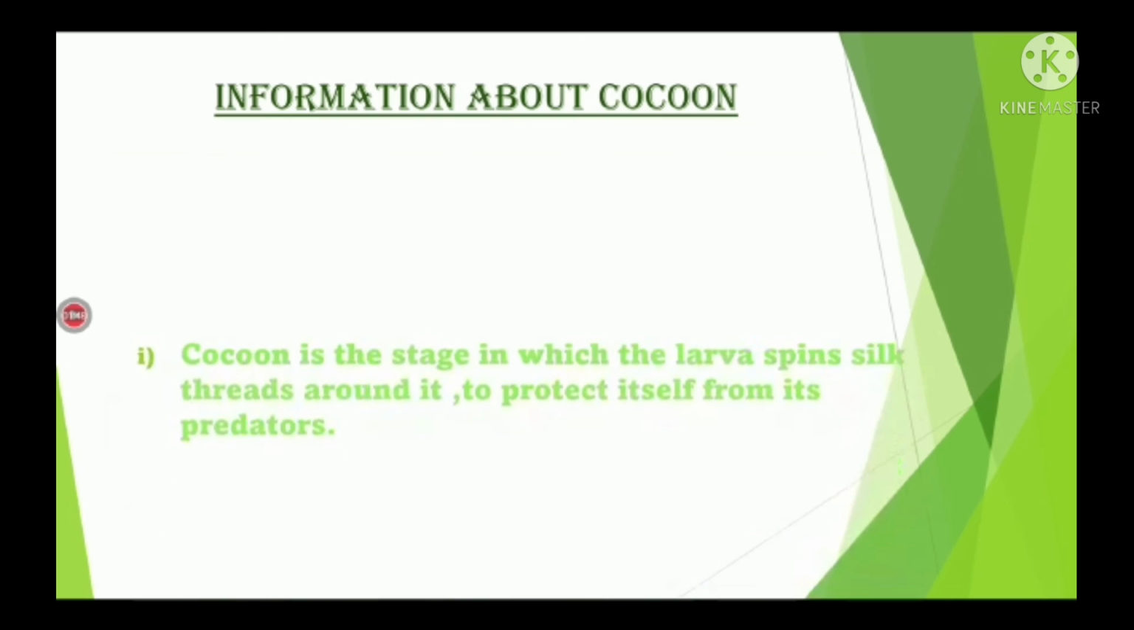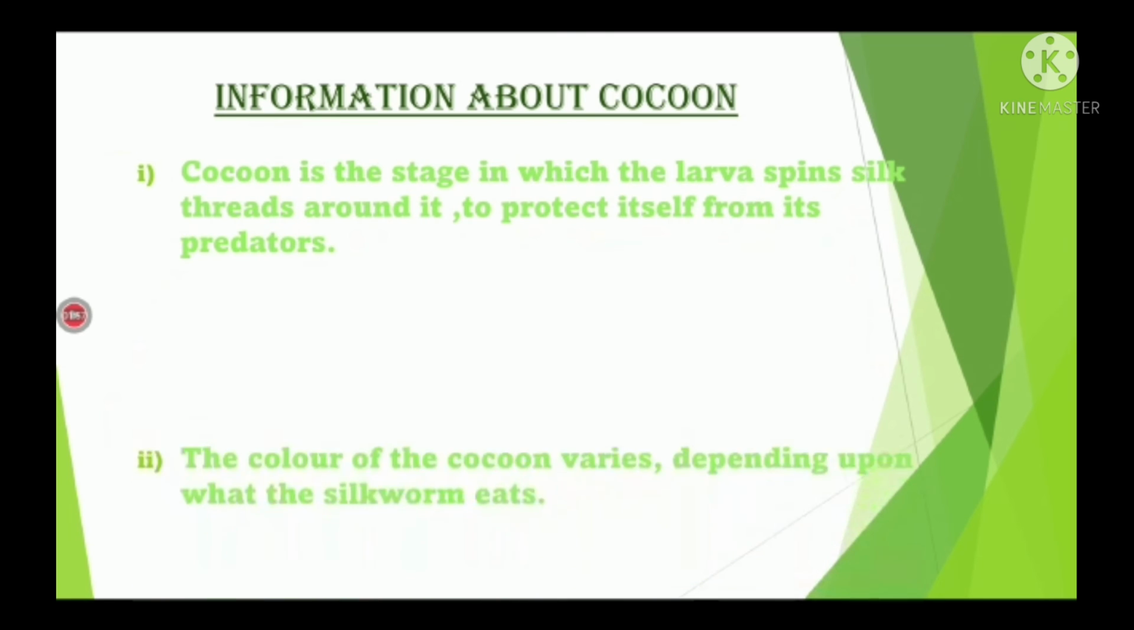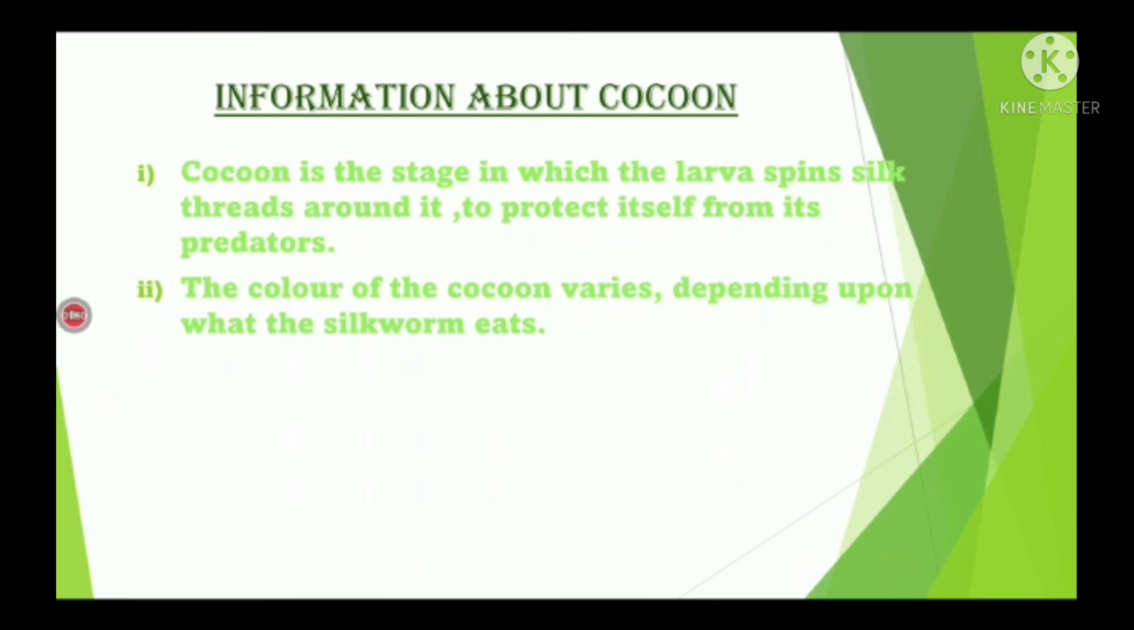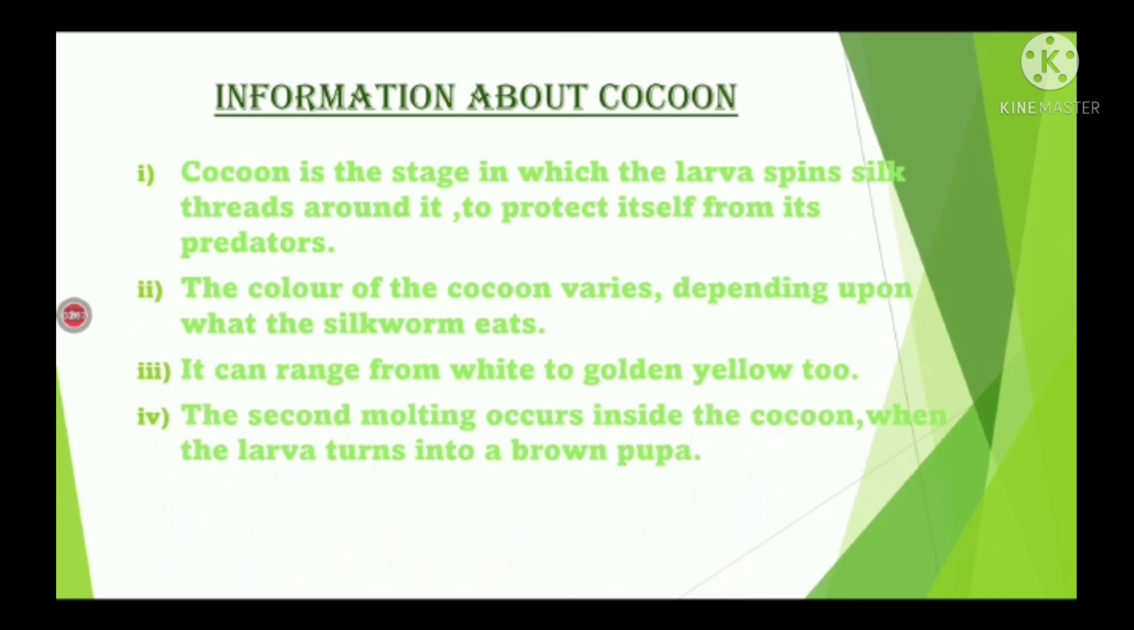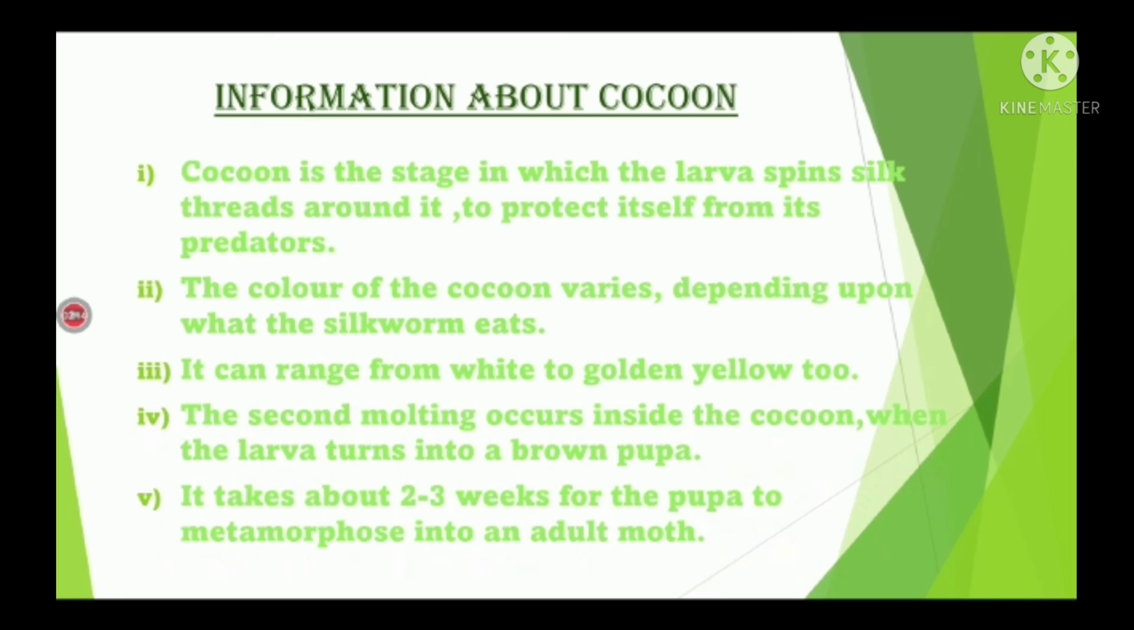Information about the cocoon. The cocoon is the stage in which the larva spins silk threads around itself to protect itself from its predators. The color of the cocoon varies depending upon what the silkworm eats. It can range from white to golden yellow too. The second molting occurs inside the cocoon when the larva turns into a brown pupa. It takes about 2 to 3 weeks for the pupa to metamorphose into the adult moth.